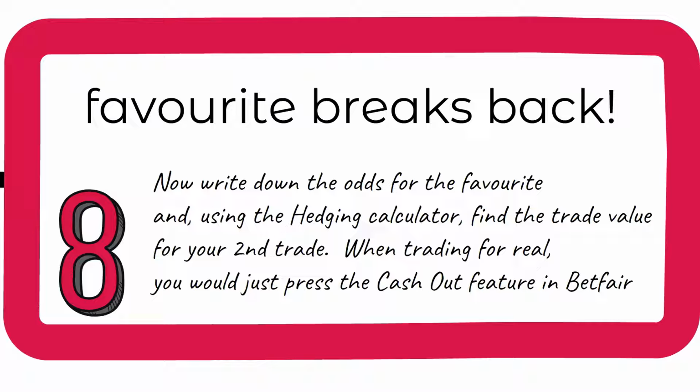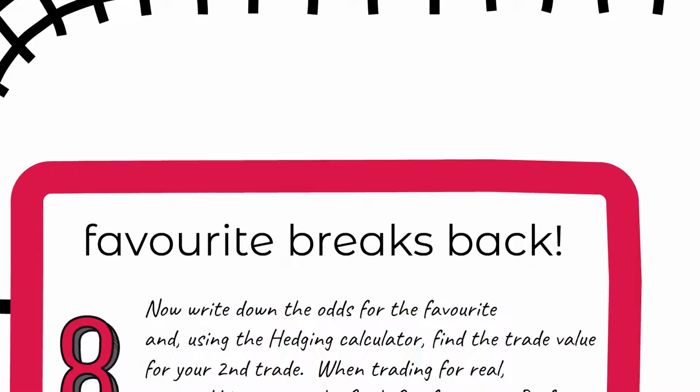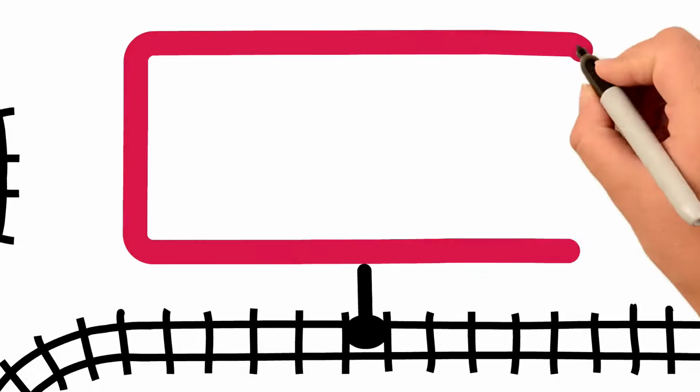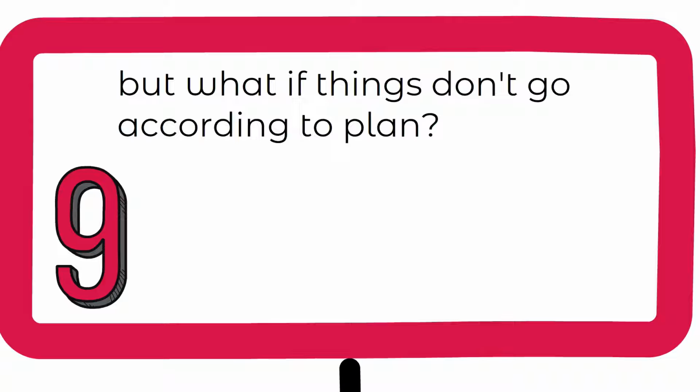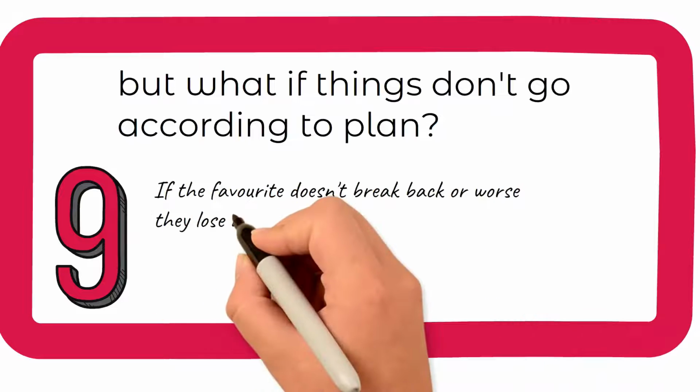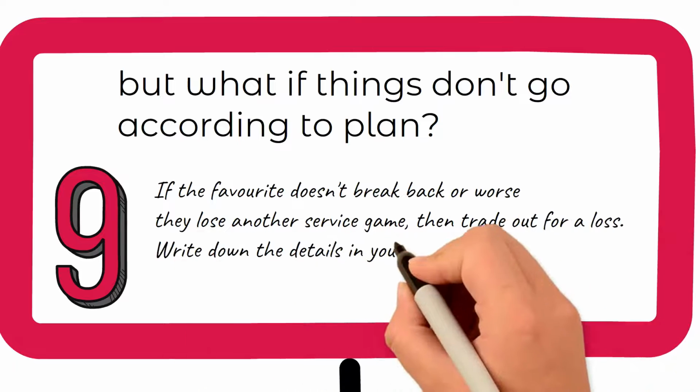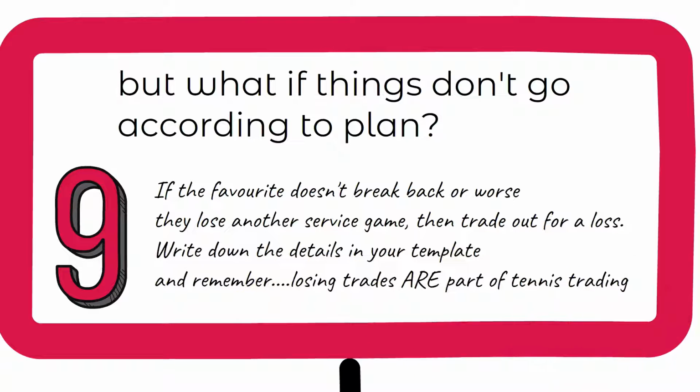But of course, this doesn't always happen. Things do go wrong. Quite frequently, actually, the favourite may not break back, and at some point you're going to realise this is not going to happen. This second event is not going to happen. And when you come to that conclusion, trade out immediately. Write down the details on your template, and just remember, losing trades are part of tennis trading.